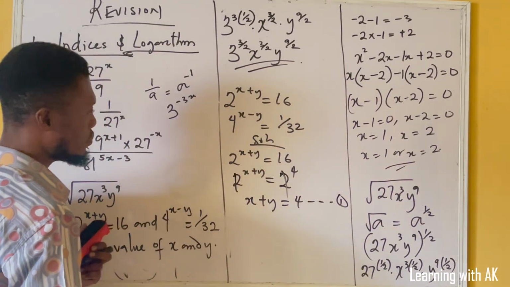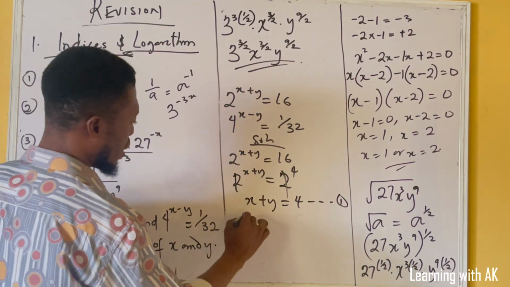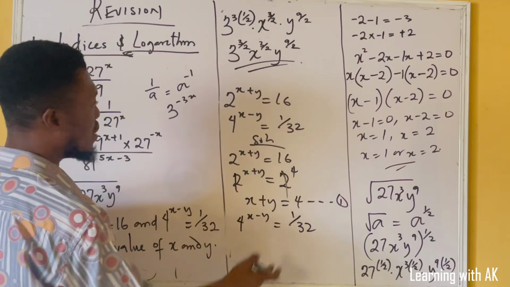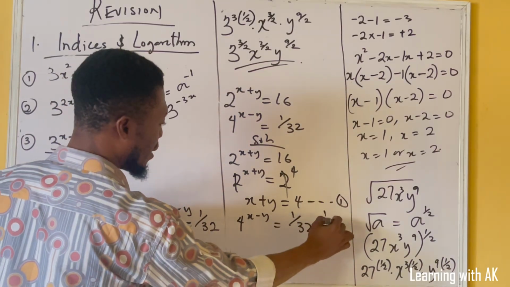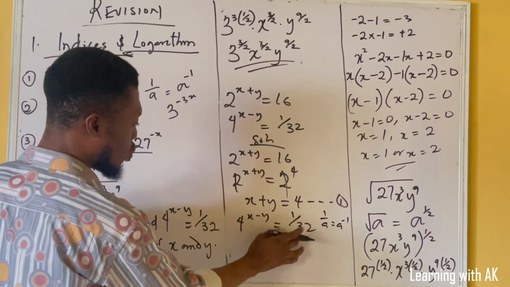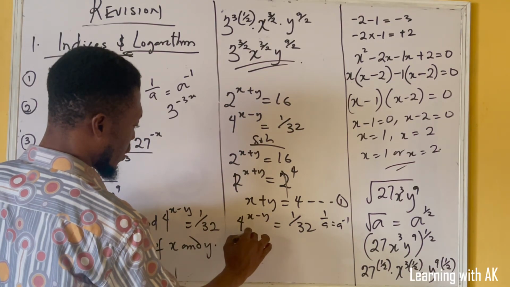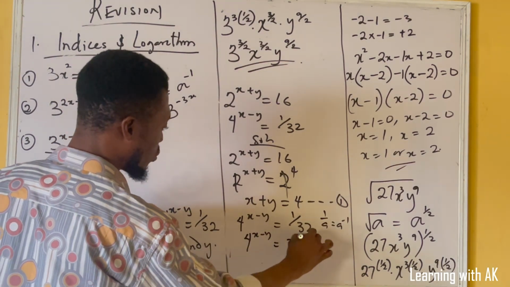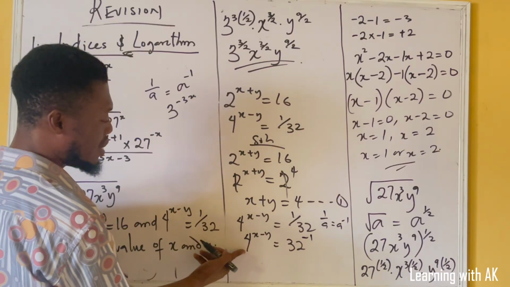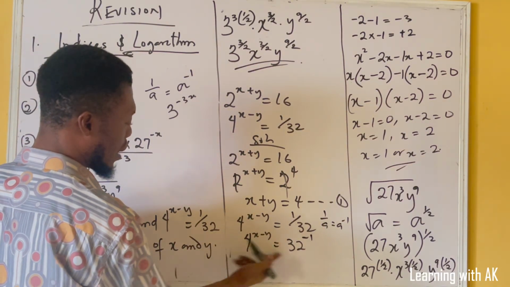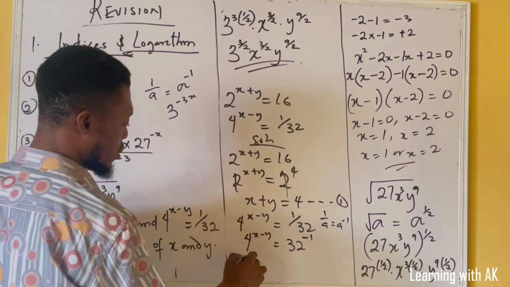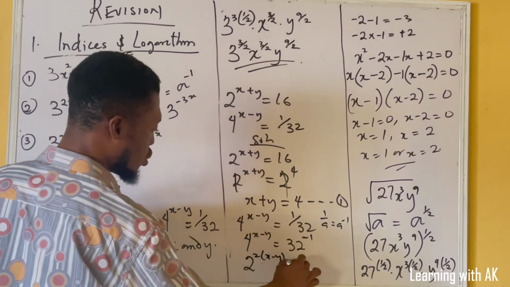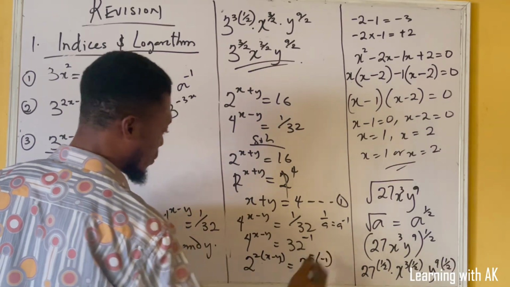Equation 1. Take the second one, which is 4 raised to power x minus y equals 1 over 32. The rule says that if I have 1 over a, it's the same as a inverse. Hence, I can put this one as an inverse already. So I have 4 raised to power x minus y equals 32 raised to power minus 1. I can put this in index form. I can put 4 as 2 raised to power 2, that is 2 times 2, 4, into x minus y, close the bracket, equals 2 raised to power 5 minus 1.